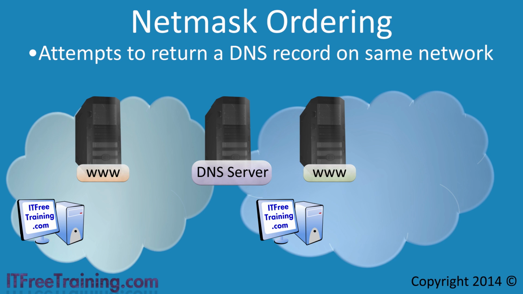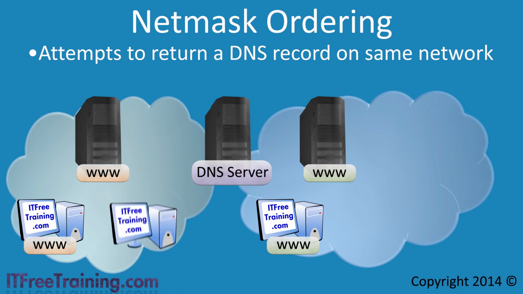If you consider this example, in this case, it makes sense for the DNS server to return a DNS record in the same network as the client, since the web server is local to the client. If a second computer was added to the network, even with DNS Round Robin enabled, you will still want the client to receive the IP address of the local web server rather than receive the address of a remote server. So, if you have both Netmask Ordering and Round Robin enabled, this is what happens.